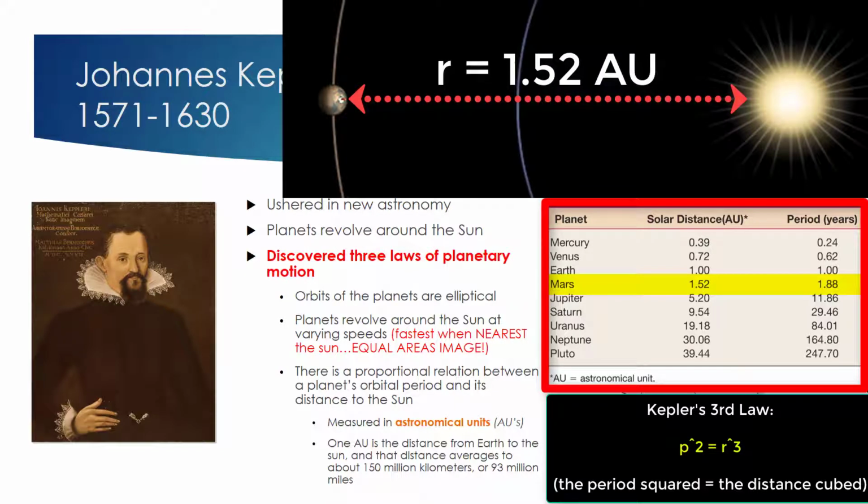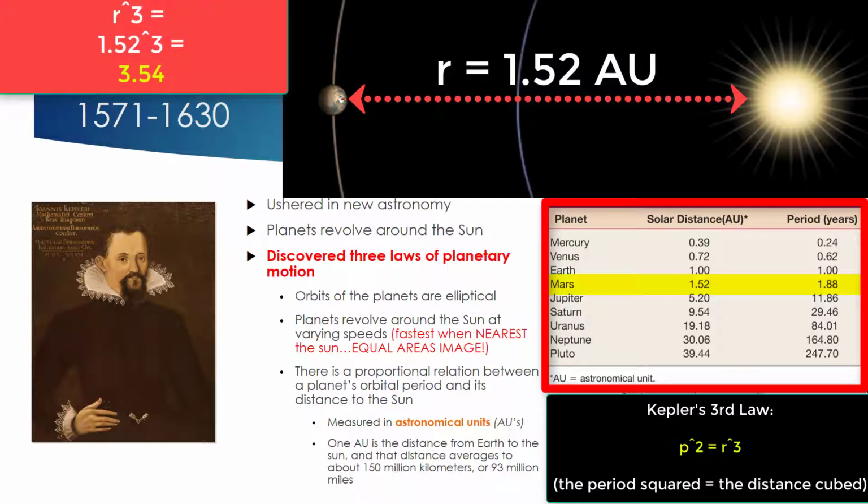Notice that the AU distance for Mars is greater than 1, and that's because it's further away from the Sun than Earth. Let's take that distance of 1.52 AUs and cube it. By utilizing a simple calculator, I see that 1.52 cubed gives us a value of 3.54. Now let's reference the orbital period for Mars.